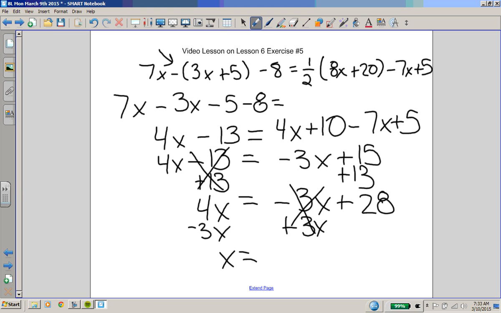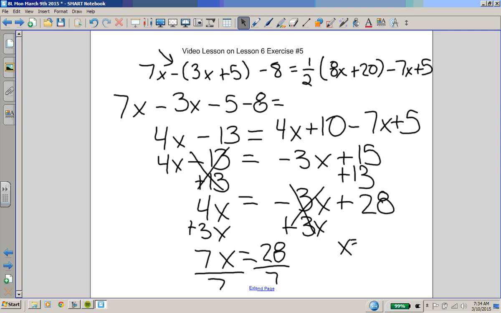I made a mistake. That's why I go back and check my work. X equals 28. So in this case, there is a solution. There is one solution for x, and x equals, it does not equal 28. Again, I made a mistake because I was going too fast.